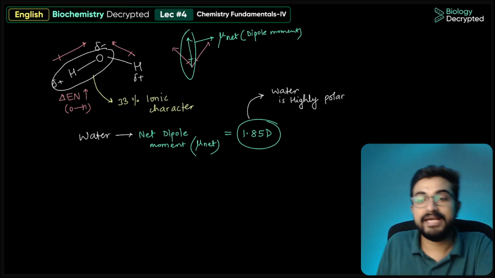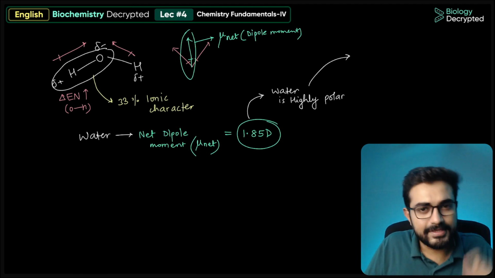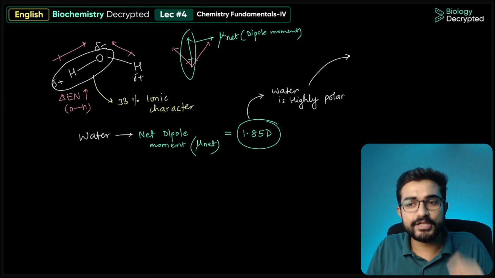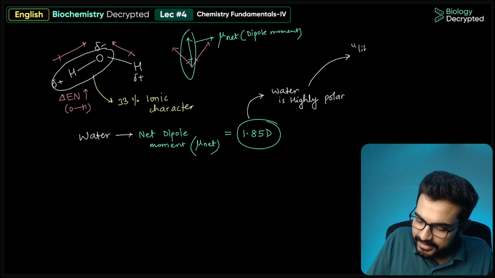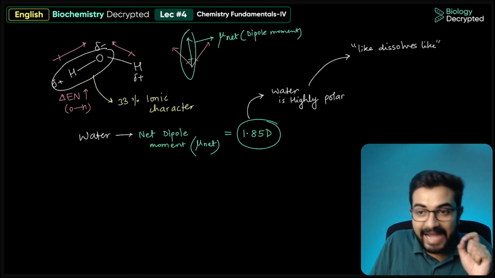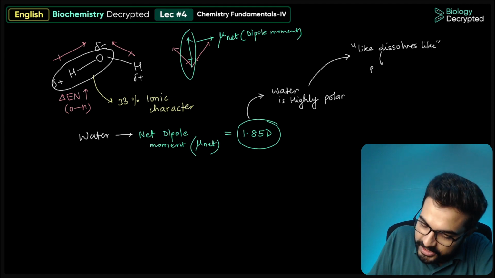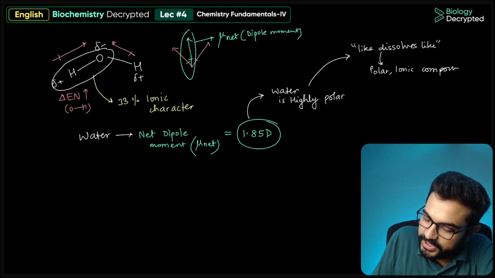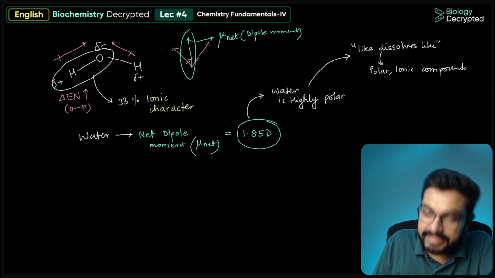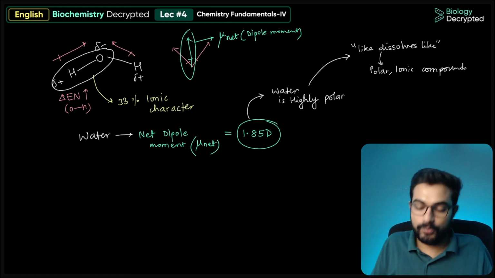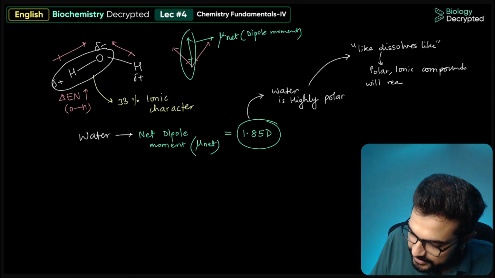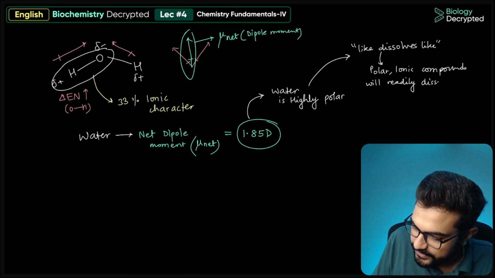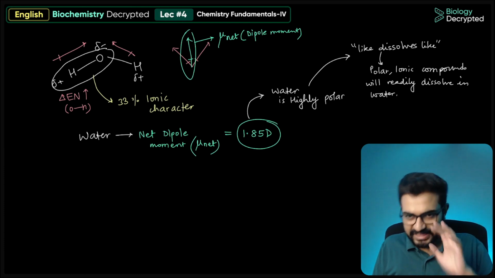Water is, of course, highly polar, and this is how you can comment on the concept of like dissolves like. We know that like dissolves like, and this is why polar compounds as well as ionic compounds do readily dissolve in water. So they will obviously readily dissolve in water. This is the concept.